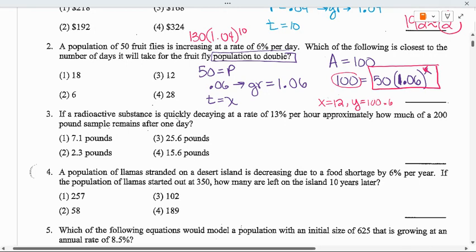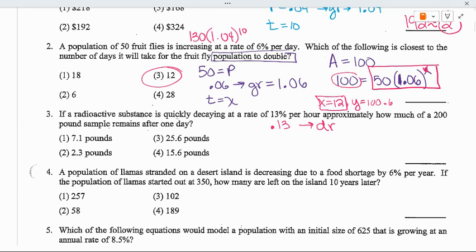Okay. If a radioactive substance is quickly decaying at 13%, so if it's decaying 13% per hour, what is my decay rate? Do you see where it says X equals 12? So what is my decay rate? 1 minus, go ahead. 0.87, good job.